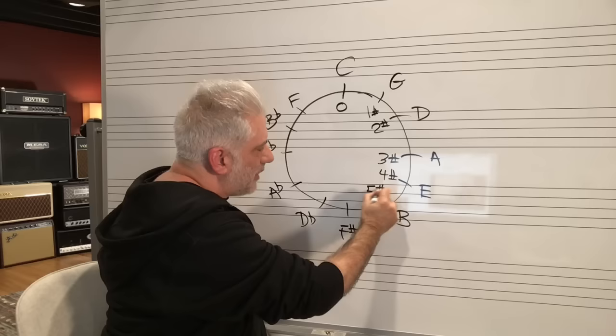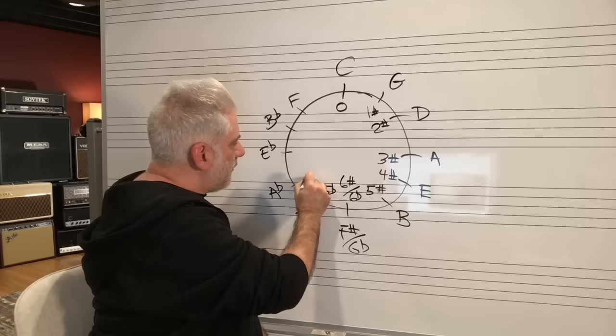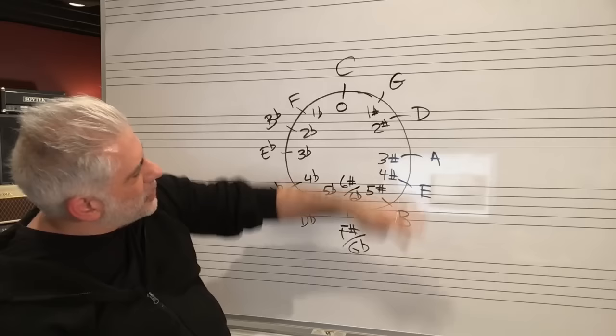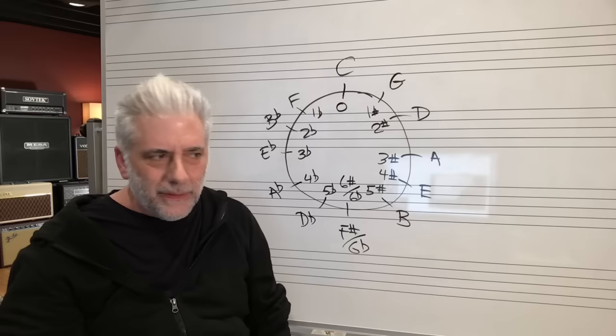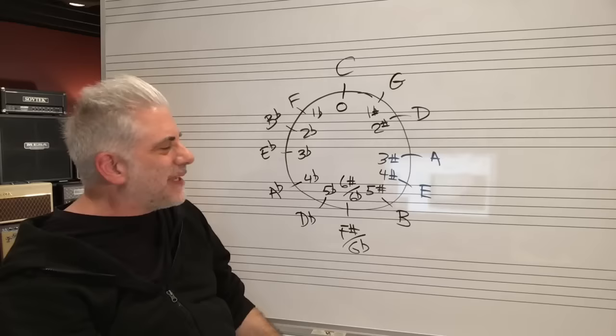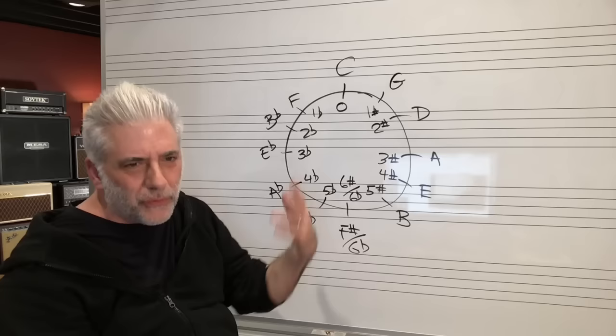Sorry, my circle's not very good. Six sharps or six flats, five flats, four flats, three flats, two flats, one flat. Okay, so this is your circle of fifths. Well, you say, G major has one sharp. What sharp is it? That's why you have to know your order of sharps and flats. We're not talking about the keys of C flat major or F flat major. You don't have to worry about those. Once you understand this, you'll already know those.